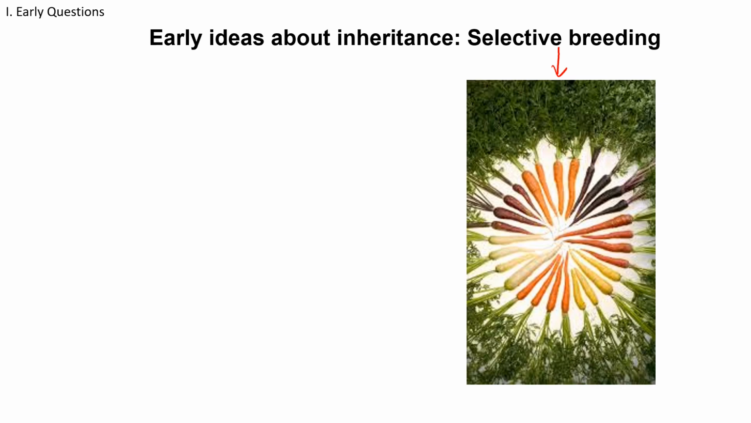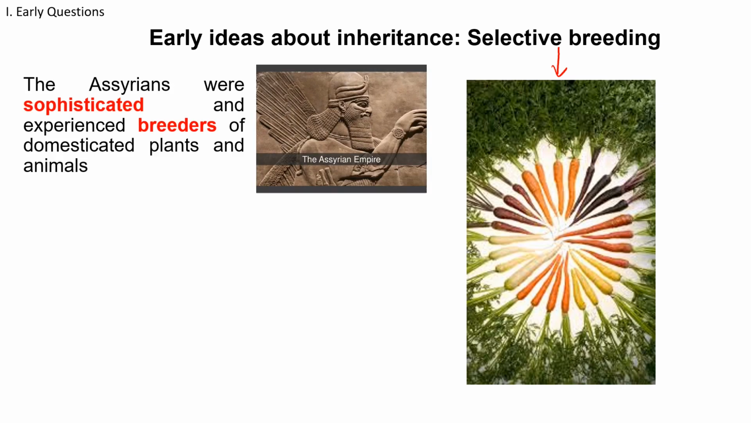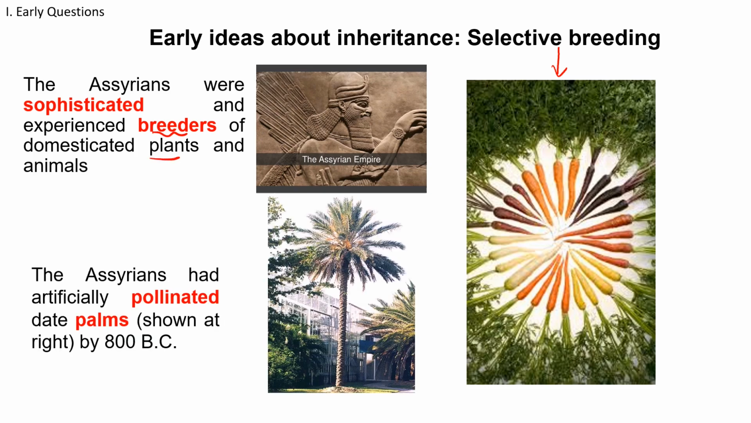But this didn't start a few centuries ago. There is evidence that the Assyrians were sophisticated and experienced breeders of not only animals but also plants. For example, they were able to artificially pollinate palms from a long time ago, approximately 800 years before Christ. So, in other words, we have been playing with genetics for a long time. Although we didn't know exactly how genes work or what DNA was, humans have been using genetics for thousands and thousands of years.